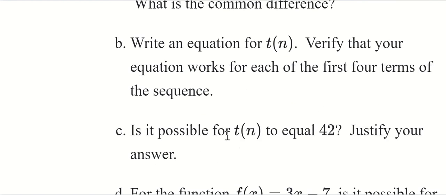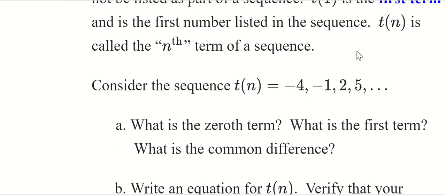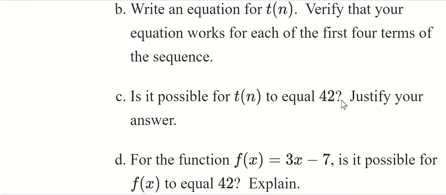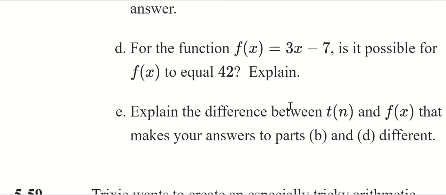Is it possible for t of n to equal 42? Justify your answer. So think about this. If you've got a sequence of numbers, not every number is going to be hit by that sequence, right? Because we have this domain restriction. Our domain can only be those counting numbers starting with 1. So are we going to hit 42 or are we going to jump over it? You have to think about the particular sequence that we're looking at here and decide whether or not it'll hit it or it won't.